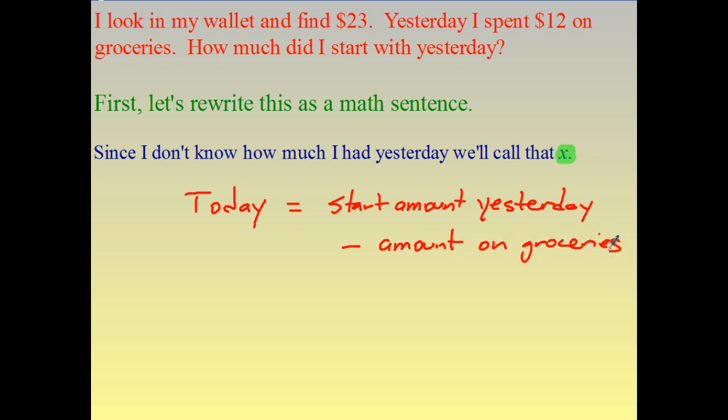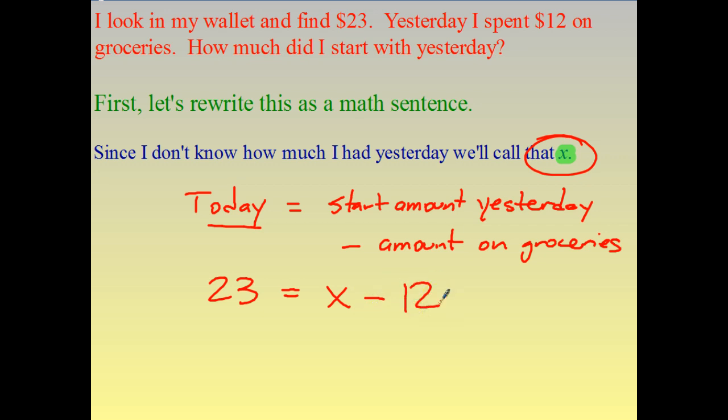Okay, so now I can rewrite this using my numbers up here. This will turn into a math sentence. So today, how much money do I have today? Today I have $23, and that's going to be equal to the starting amount yesterday, which we're going to call X, minus the amount I spent on groceries, so minus 12.